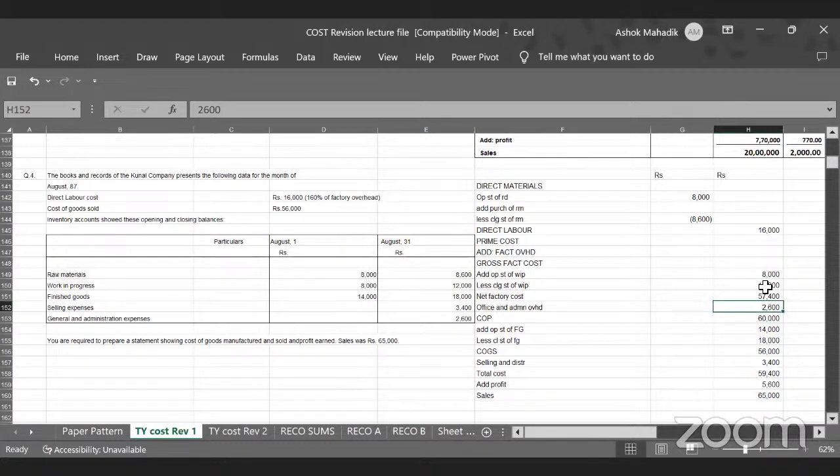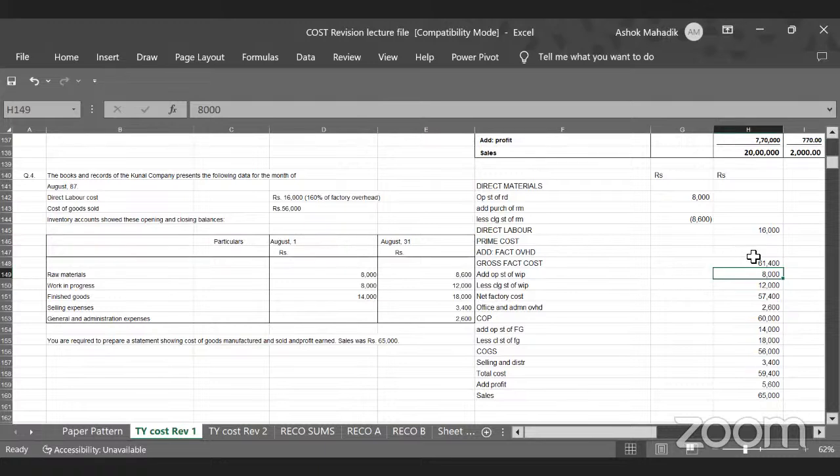Now how to get gross factory cost, students? Again, on net factory cost, you add closing stock. Understand now why to add? We are going reverse. So add closing stock and subtract opening stock. So our gross factory cost is now 61,400. Is this clear, students?